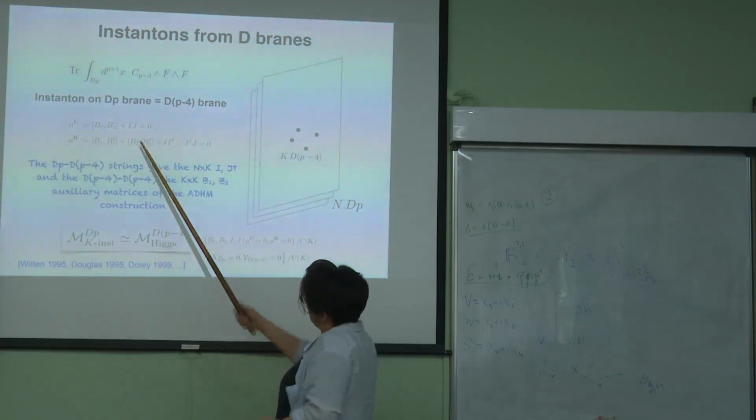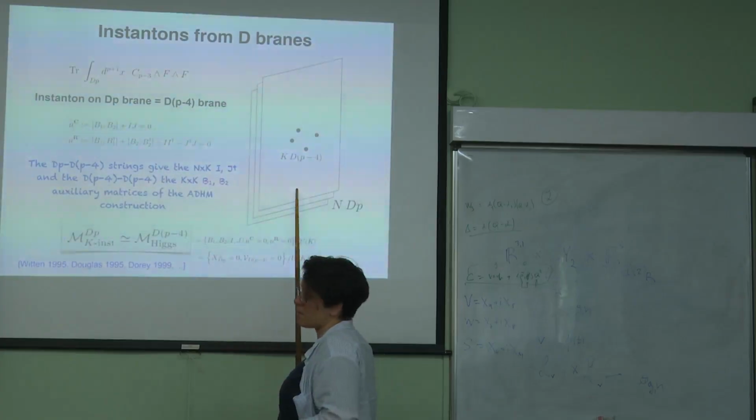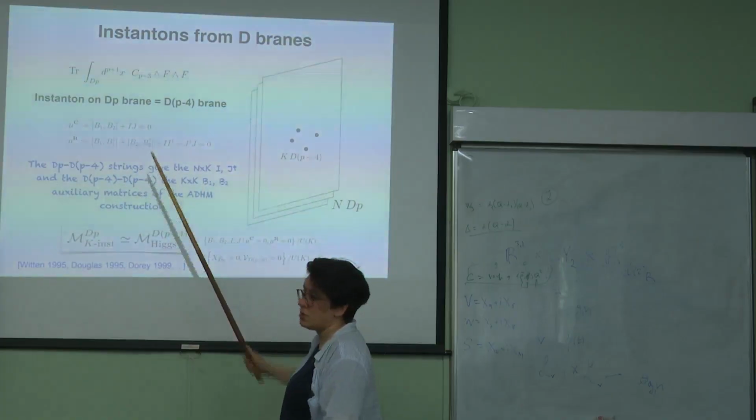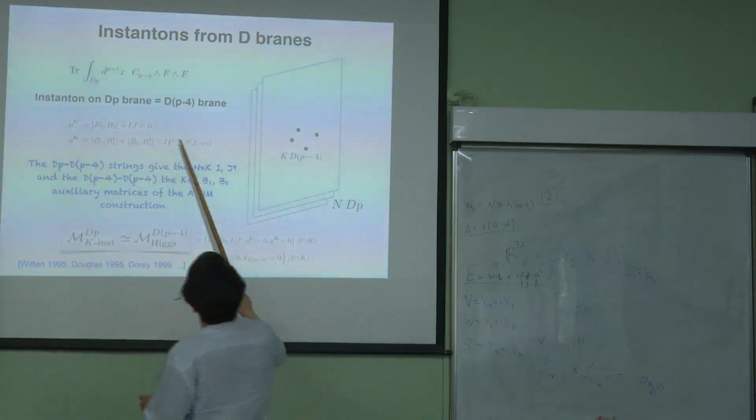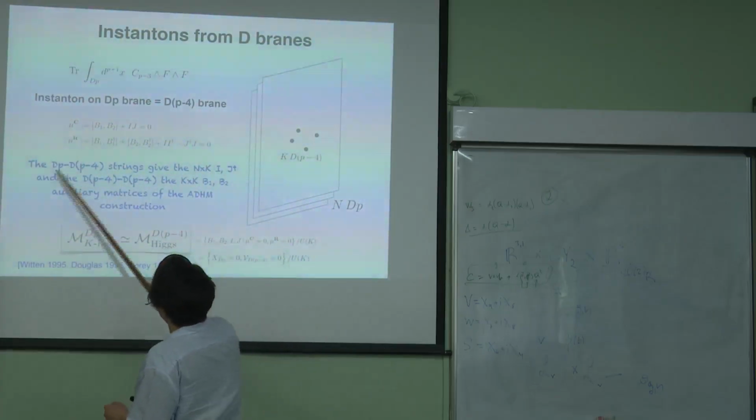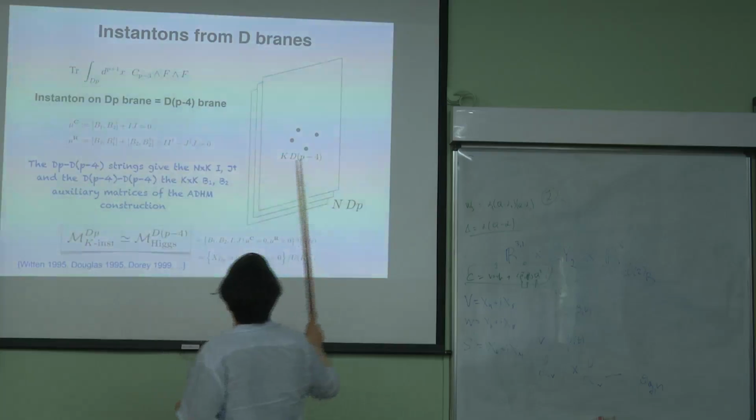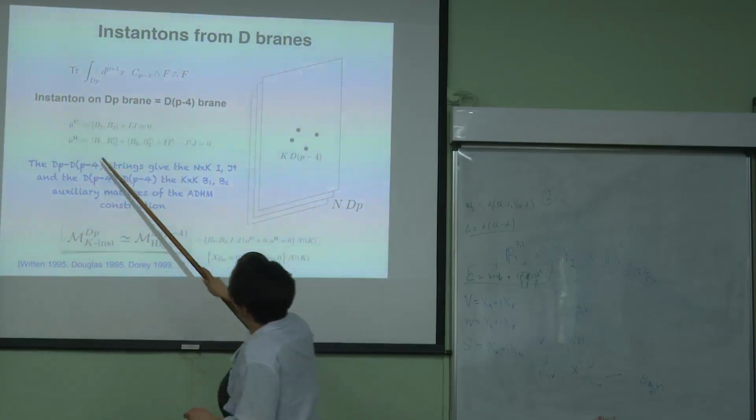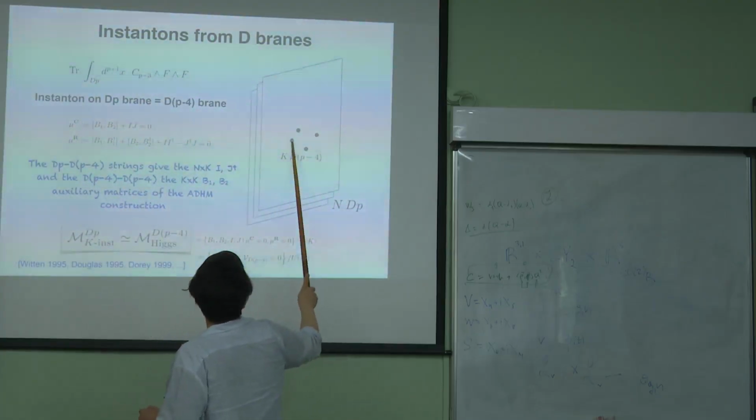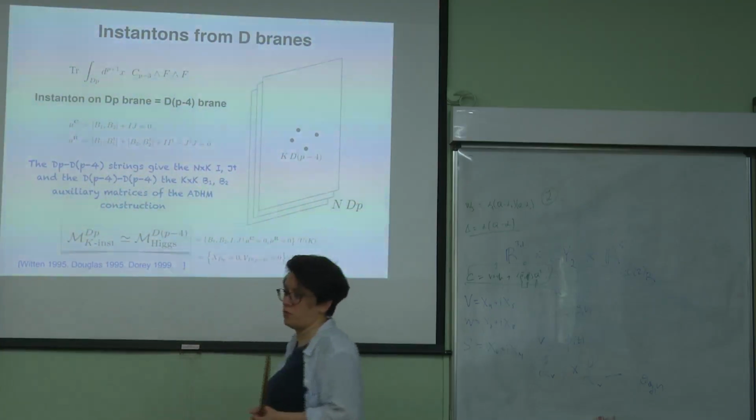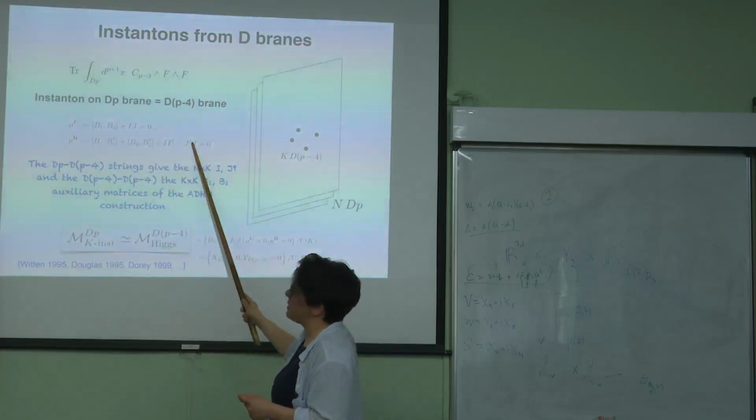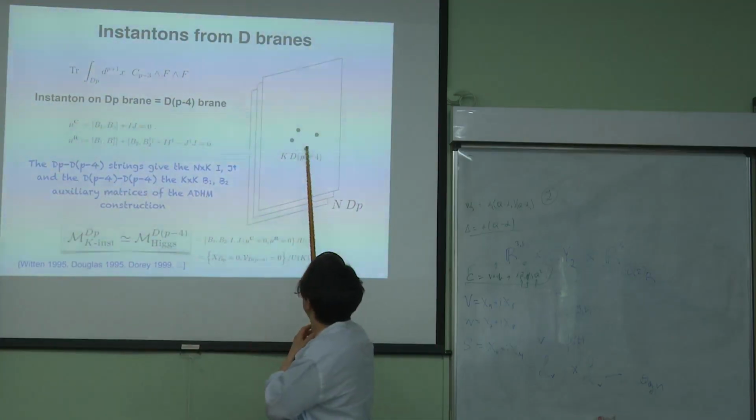But if you look at this string theory setup, you can in fact understand precisely this ADHM construction, and you can realize that these I and J, K by N matrices, come from Dp minus 4 strings. And then these B1 and B2 matrices actually come from strings between the Dp minus 4 branes. So you can derive this, and these are precisely the F and the D term equations on the gauge theory that lives on here.